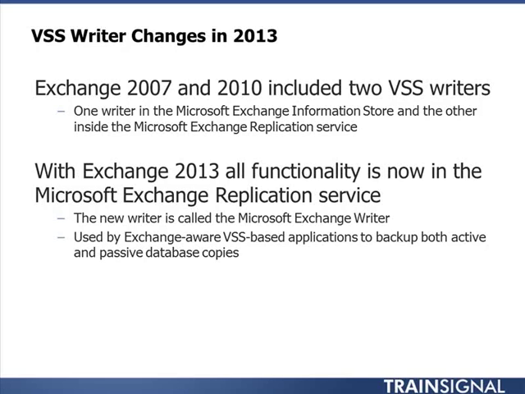The actual writer is called the Microsoft Exchange Writer, and basically it's used by Exchange-aware VSS-based applications to back up both active and passive database copies. And then, of course, not just back up, but also restore those database copies. So Windows Server Backup is an Exchange-aware VSS-based application, and so it can back up Exchange. However, it's not the be-all and end-all of backup recovery solutions. Let's talk about it for a moment.